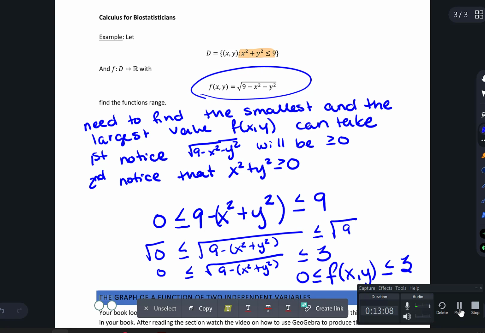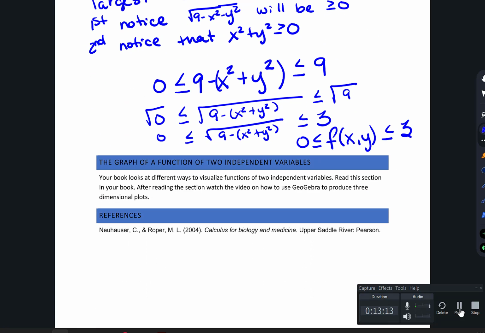All right, and then there is one more section. So in your book, there is a section in this chapter titled The Graph of a Function of Two Independent Variables. And your book looks at different ways to visualize functions of two independent variables. Read this section in your book, and then after reading that section, I'm going to include a video on Canvas as well, how to use GeoGebra to produce some three-dimensional plots. So you can actually create some of the plots from your book on your own, and I'll show you how we can look at those and get a good feel for what these functions look like.